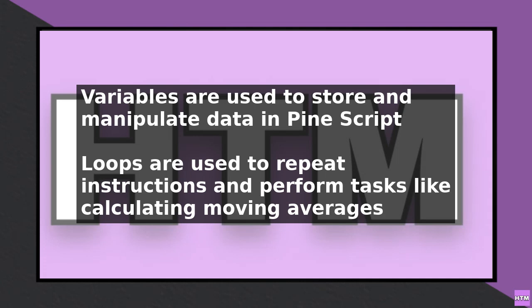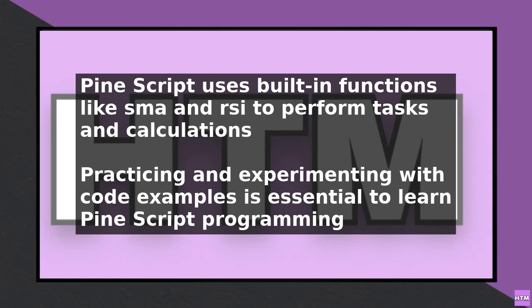For example, you can use a loop to calculate the moving average of a security over a certain period of time. In addition to variables and loops, Pine Script also uses a variety of built-in functions to perform tasks such as plotting lines and calculating indicators. For example, you can use the SMA function to calculate a simple moving average, or the RSI function to calculate the relative strength index.